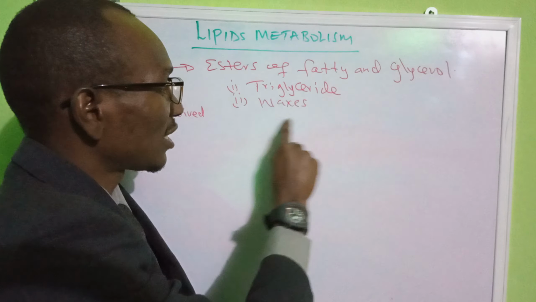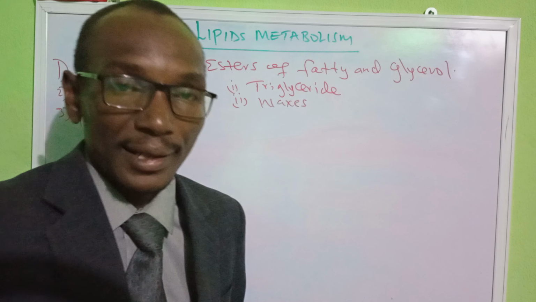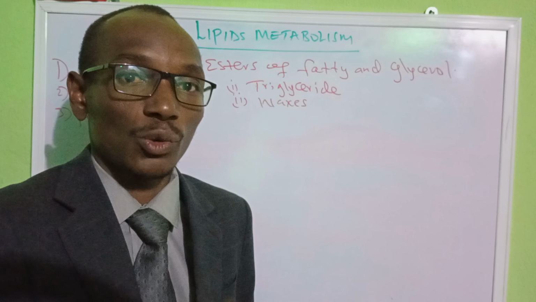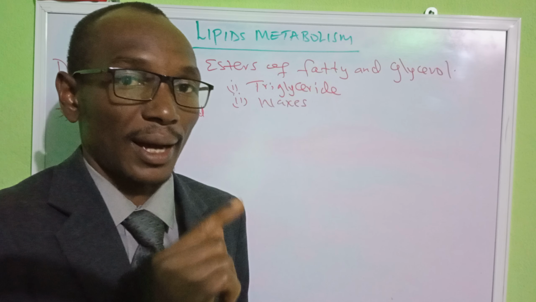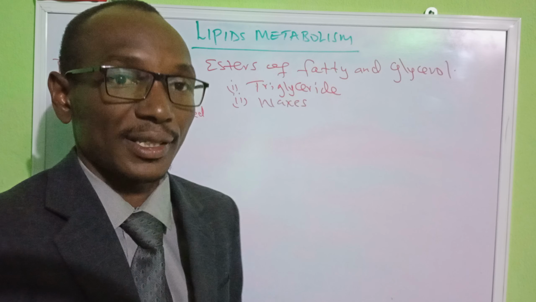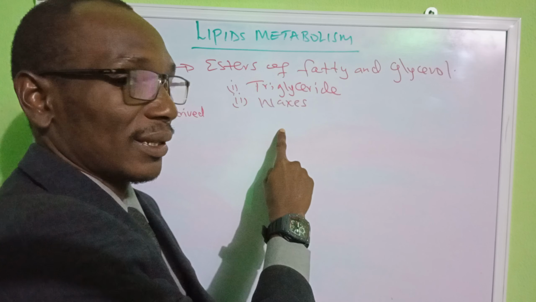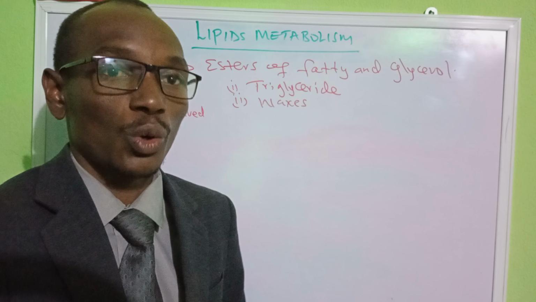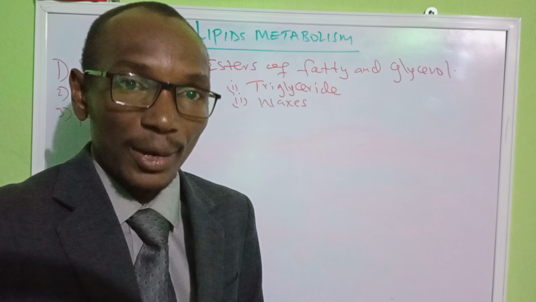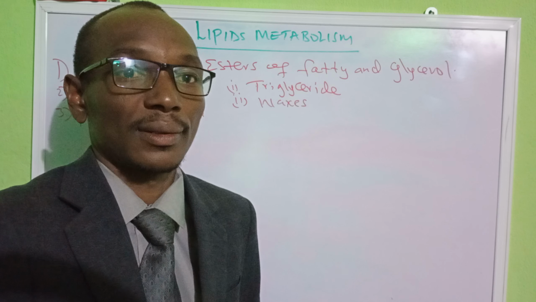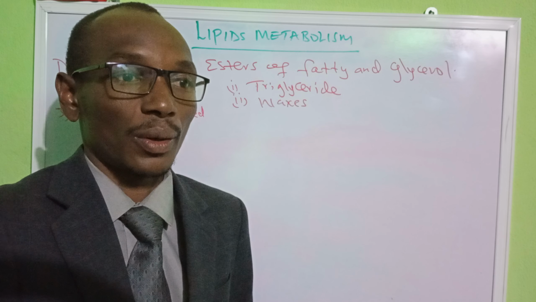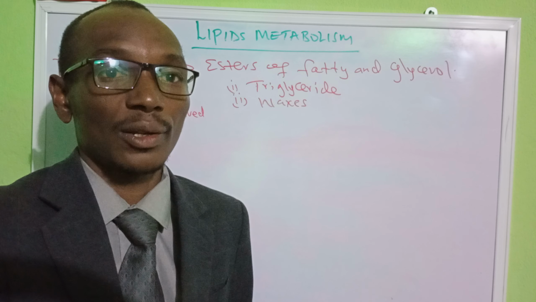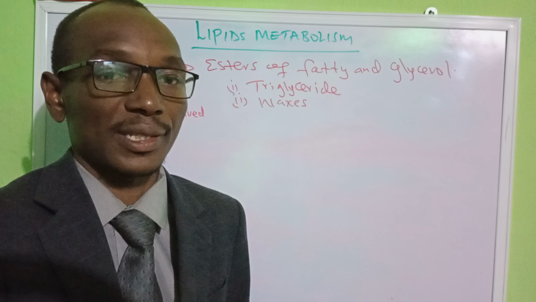Wax is a simple lipid that consists of a larger-weight alkanol, which is monohydric, meaning it contains a single alkanol functional group, and a fatty acid. Usually it exists in insects and some plants to repel water away from the plant or to protect the plant against certain water infiltration into the system.